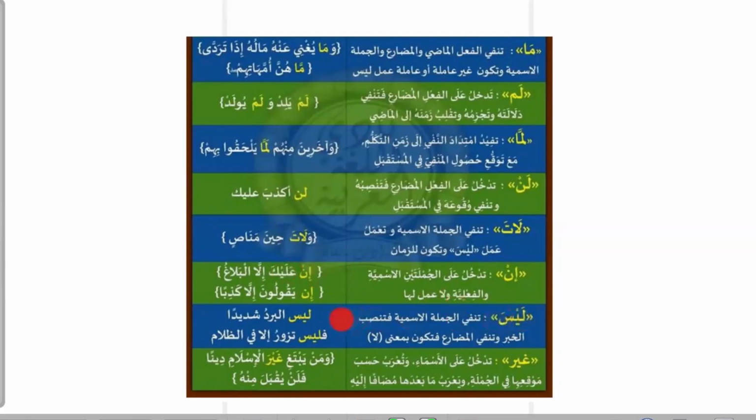Now, Laysa, we have seen Laysa. Laysa al-bardu shadidu. Okay, al-bard is the cold. So we say shiddatul bard, severe cold. So bardun means cold. So laysa al-bardu shadidu: the cold is not severe, meaning it is mild or something like that. So here Laysa means not. Ghayru.